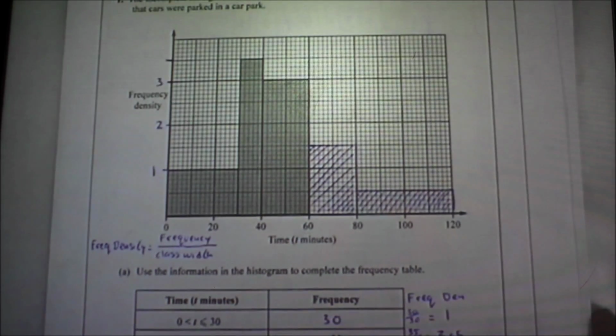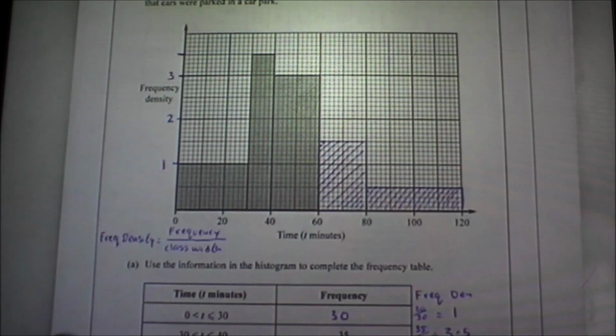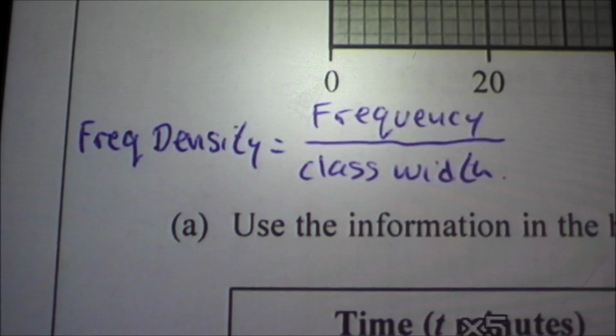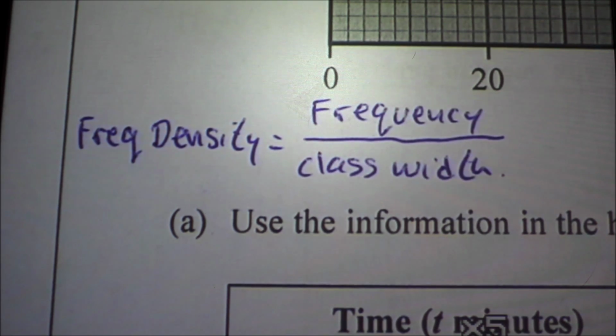Okay, histograms. Question number 1. The incomplete histogram below gives information about the times in minutes cars were parked in a car park. Whenever you do a histogram question, the first thing you must always write down is this: frequency density is frequency over class width.